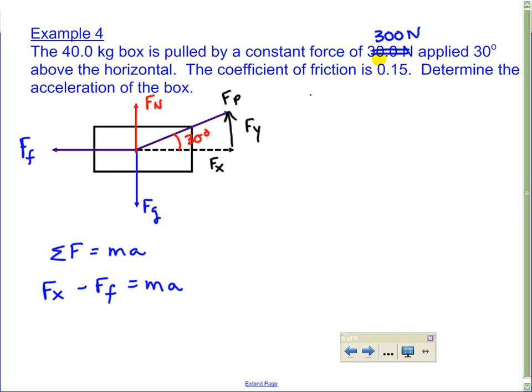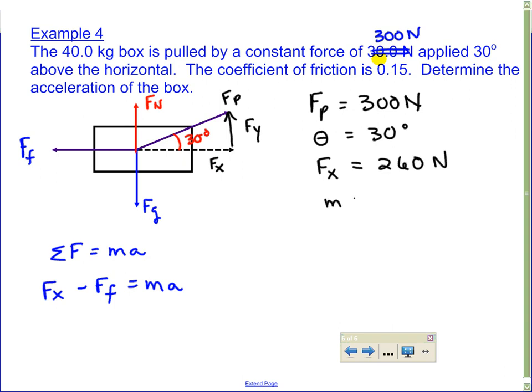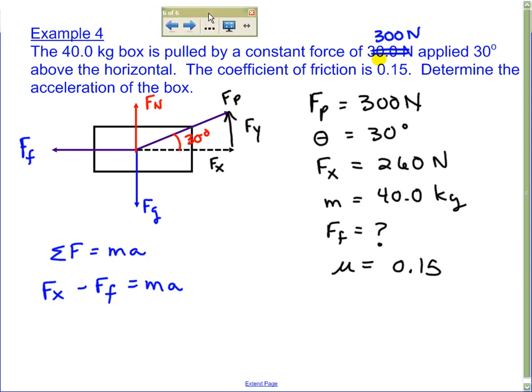Well, I'm going to keep F pull is 300 newtons. We still have an angle of 30 degrees. We've already calculated Fx. That was 260 newtons. We know the mass of our box is 40 kilograms. We don't know the frictional force. We need to calculate that. And we do know the coefficient of friction is 0.15. So let's think about friction and what we have to do to find that frictional force.